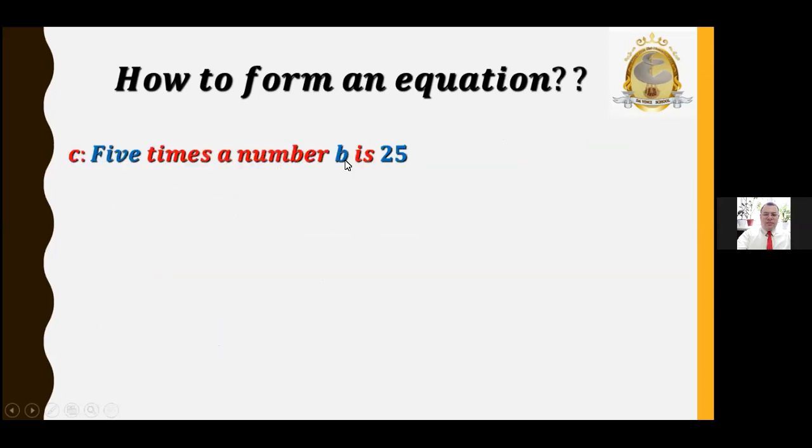5 times the number b is 25. This is very easy. 5 times, we said times means multiplication. Multiplication between what? Between the number 5 and the variable b. Then 5 times b, 5b equals 25.